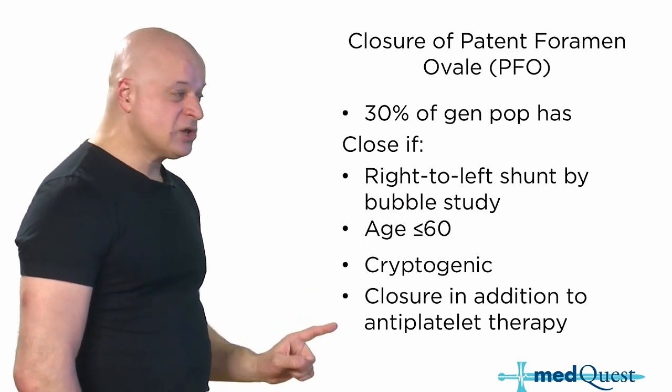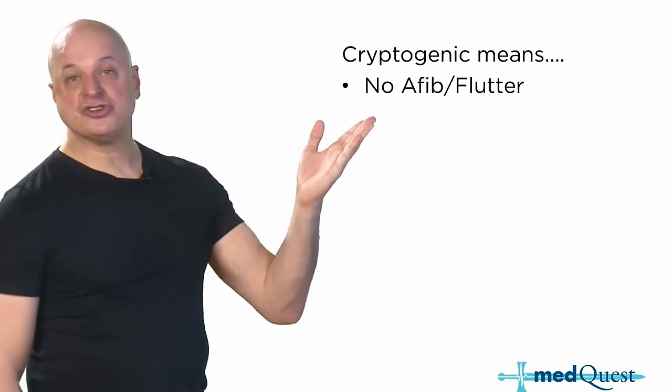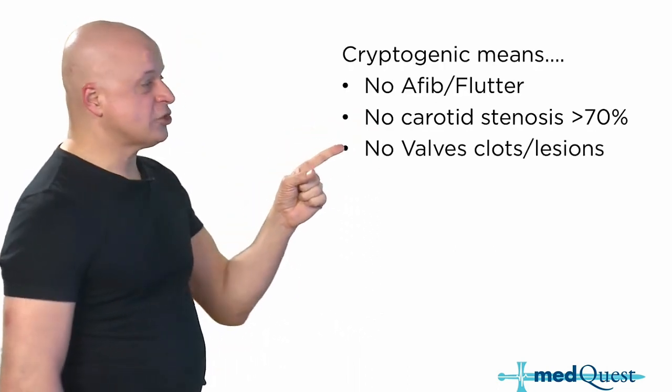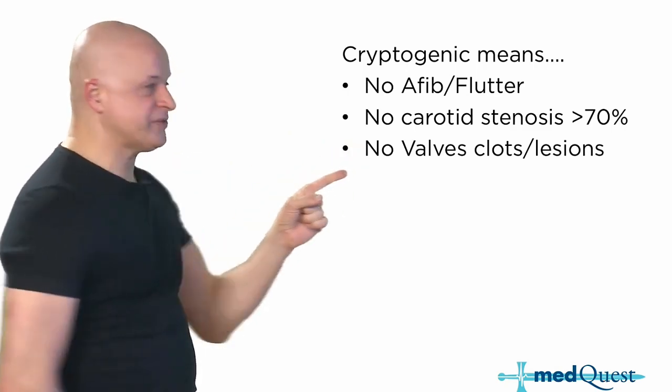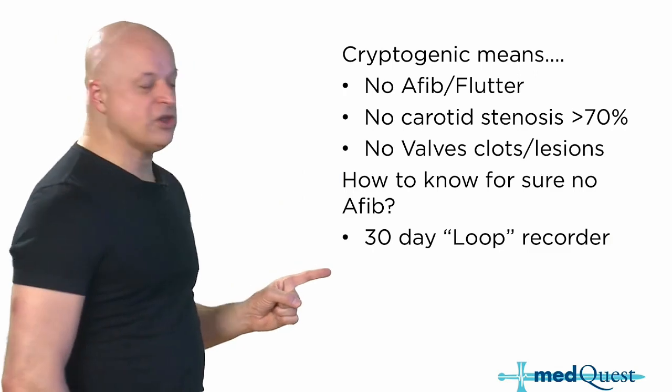Now, even if you close it with a catheter, you still have to keep using aspirin. Cryptogenic means no arrhythmia. Cryptogenic means no carotid disease. Cryptogenic means no valvular disease. Cryptogenic means that you're not going to find the origin. How do you know for sure that there's no AFib? Because you did a long-term loop recorder.